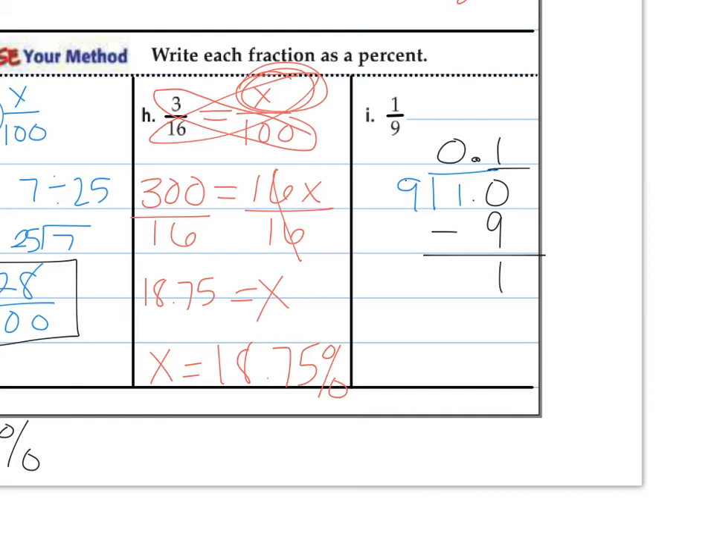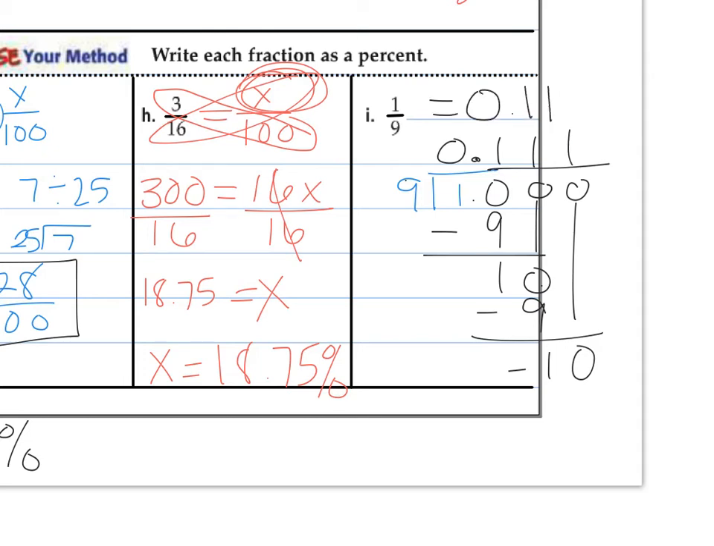With 1 remaining, you're going to see a pattern. Bring down a 0. 9 still goes into 10 just once, with 1 remaining. And so you're going to see that this is actually the same as 0.111 repeating. Now that I have that decimal, I need to multiply by 100. So this is equivalent to 11 and 1/10 repeating percent. In a real life situation, it would just be rounded to 11%.